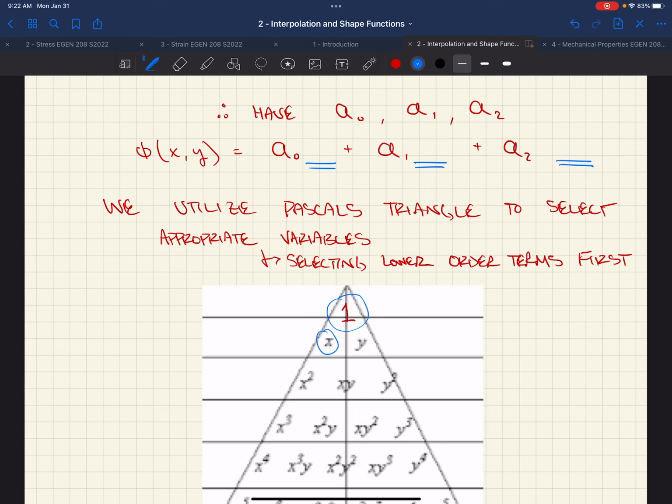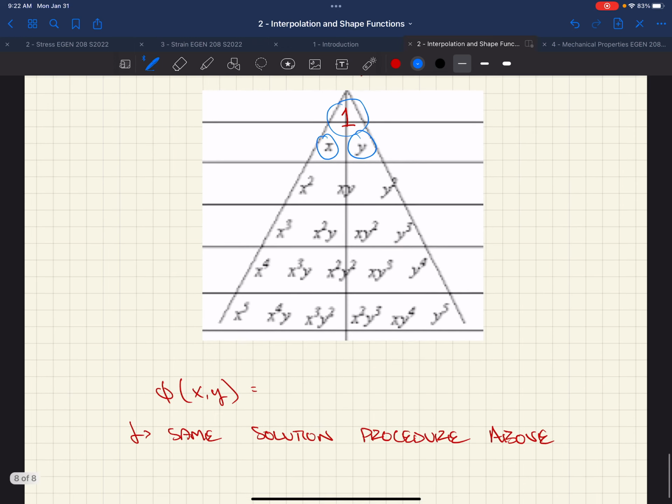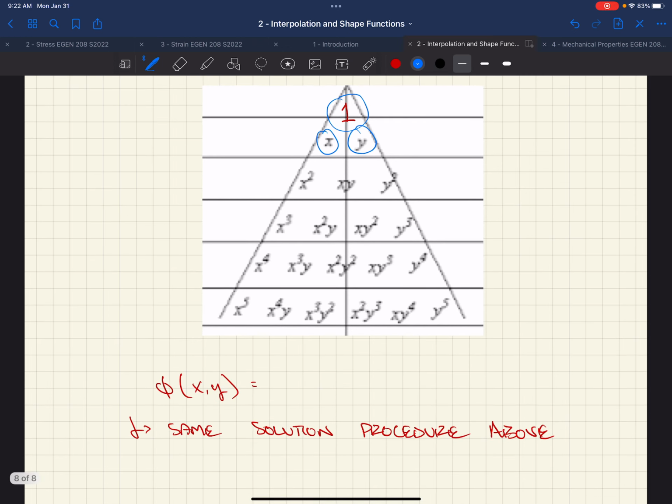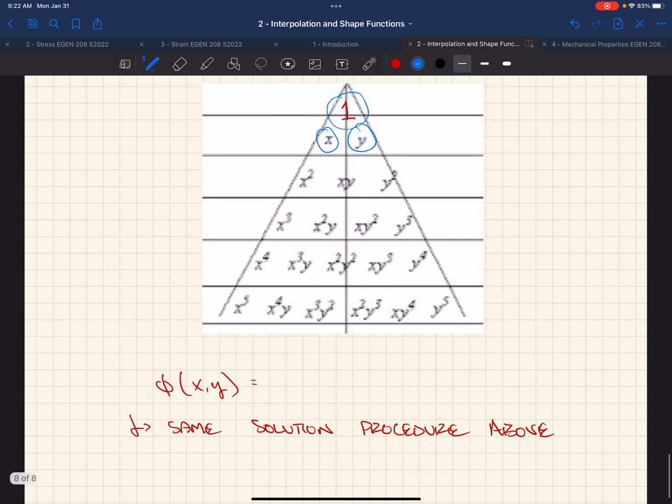Then X. Then Y. Boom. That easy. So what does that mean? Well, if we were to come up with an interpolation function with respect to X and Y, we would get A naught, times 1, a constant, plus A1 X, plus A2 Y, right?